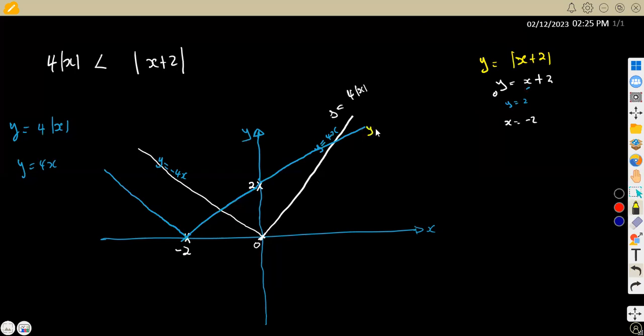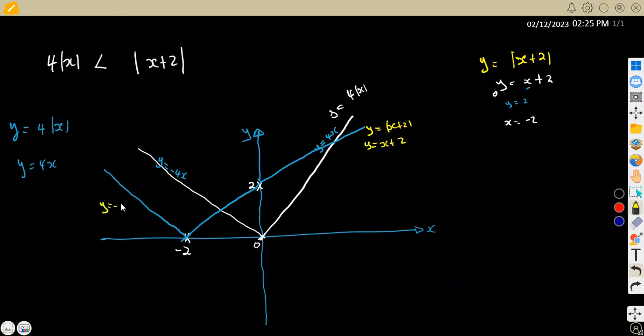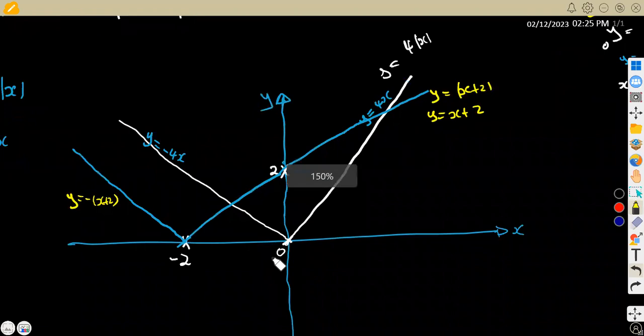We have got the graph of y equal to the modulus of x plus 2, and this one has a positive gradient. So we've got the line of y is equal to x plus 2, and on the other side, we have got the graph of y is equal to minus x plus 2. It simply carries a negative. That's what it means actually. So this is a negative and that one is a positive.